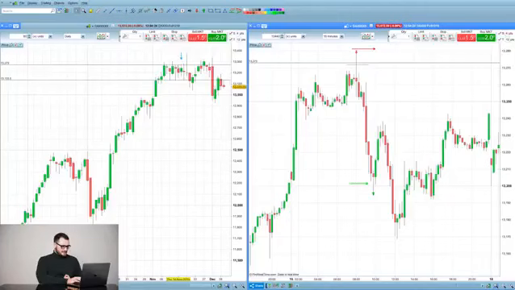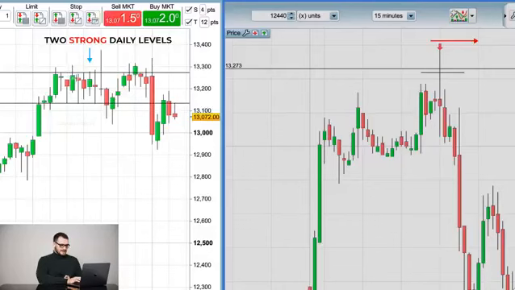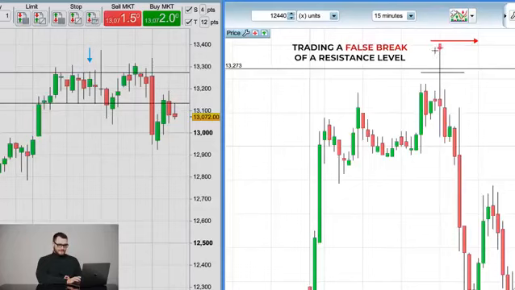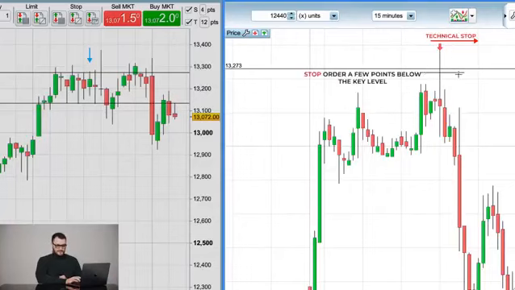Let's take a look at a few more examples. Let's move to the trading screen, and here you can see the same level, and we've taken a look at an example already, and here is the next one, this one right here. And this is a really small false break of this powerful daily level in the 15-minute chart. Once again, a few points beyond the level.